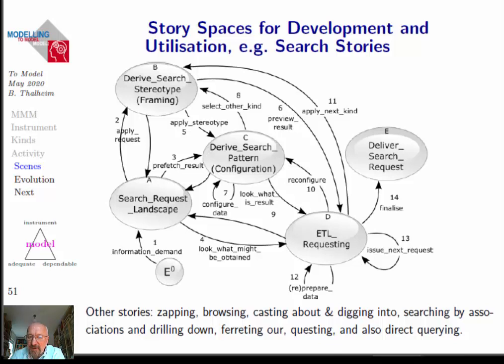Of course, in this case we have a lot of freedom to move from one bubble to another bubble, depending on which kind of search form, which kind of search stereotype we are using. Going from direct querying down to zapping and browsing. That means in this case we have a number of specific models that should support all these different search steps in our search space.